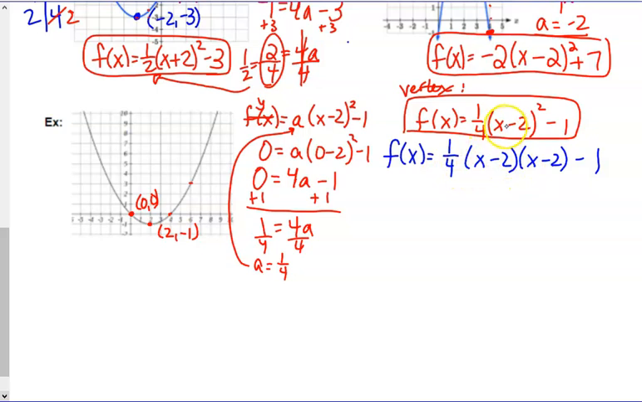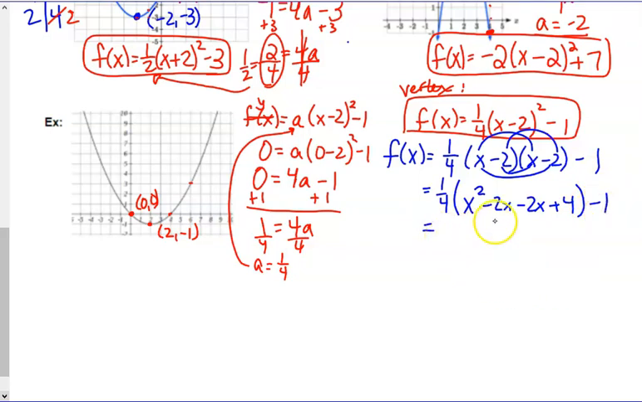So I'm just writing this set of quantity squared into 2 sets of parentheses because that's what my exponent means to do. And now I'm going to do my first. X times x is x squared. Outer, x times a negative 2 is a minus 2x. Inner, negative 2 times x is another minus 2x. And my last, negative 2 times negative 2 is a positive 4. Don't forget this minus 1 at the end. Now, we can actually combine like terms, and I would recommend that you do that. So, when I do that, negative 2x minus 2x is a minus 4x. Then I have my plus 4 minus 1.